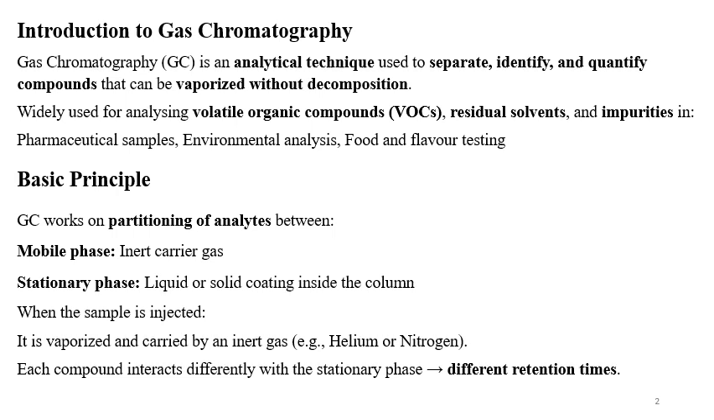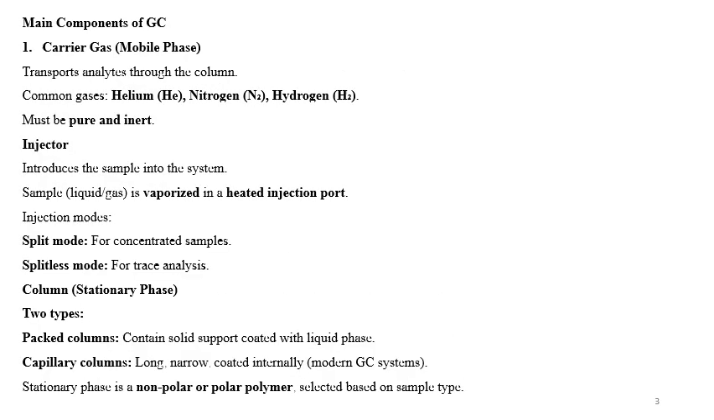When the sample is injected, it is vaporized and carried by the inert gas. The inert gas is the mobile phase and it may be helium or nitrogen. Each compound interacts differently with the stationary phase, with different retention times, and based on that the separation happens. Main components of GC: first is the carrier gas, the mobile phase, which transports analytes through the column. Common gases are helium, nitrogen and hydrogen, and these carrier gases must be pure and inert.